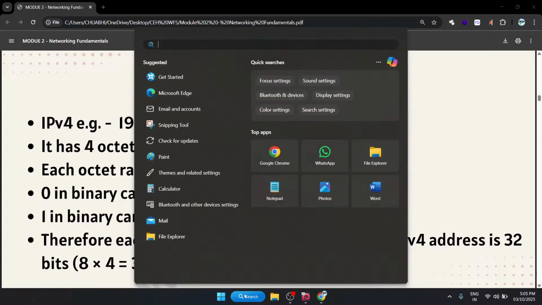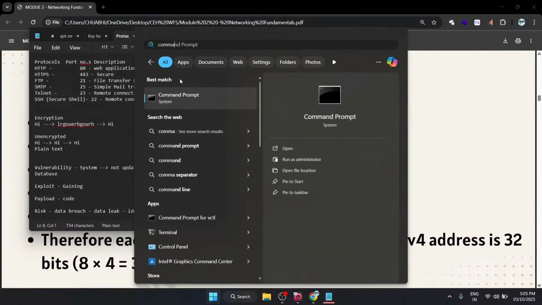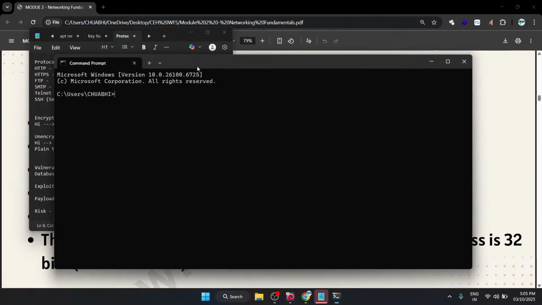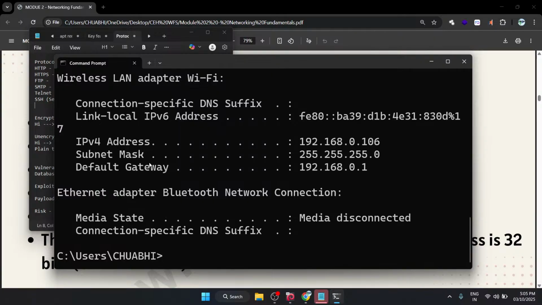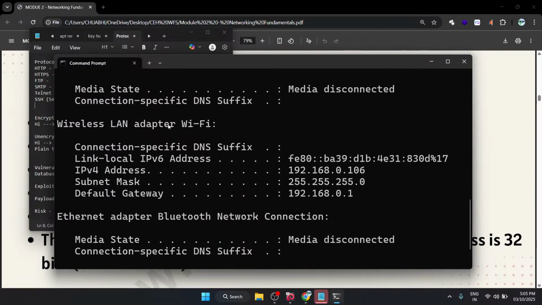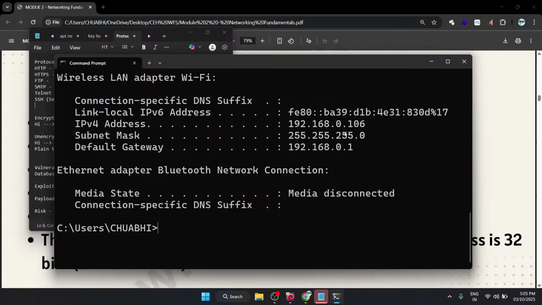Here I'm going to open my command prompt first of all. You have this in your system. Go to Start, type command prompt or CMD, then open it. Here you will see this kind of interface, and you simply put the command ipconfig to check your IP address. Under the Wi-Fi LAN adapter, you will be able to see your IPv4 address. This is your IP address: 192.168.0.106.